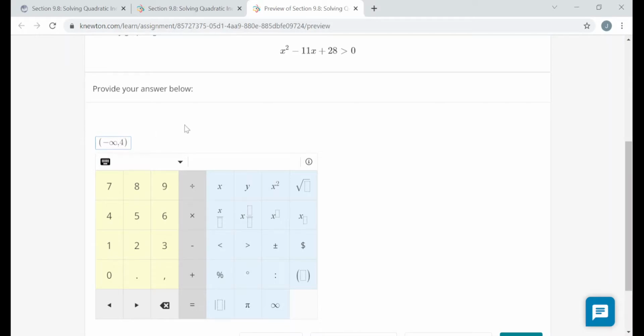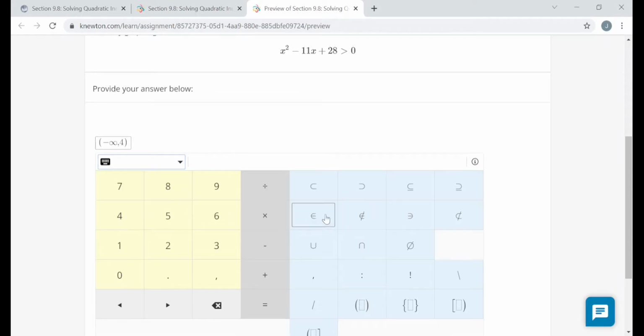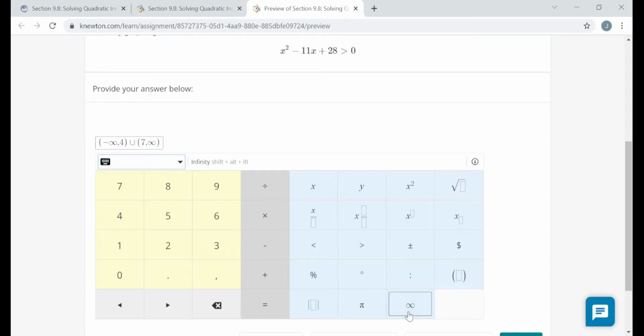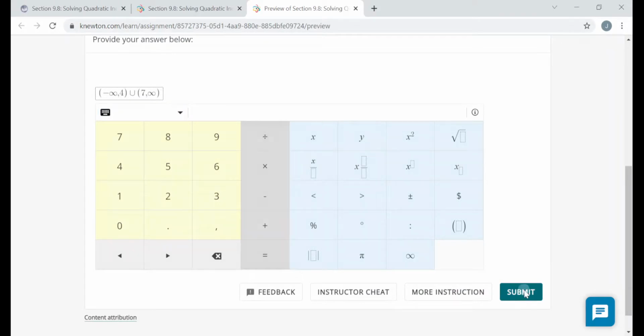And then a union symbol, which I need to go to the sets area for, it looks like, for the union symbol. And then parentheses again, 7 comma, and then positive infinity. So back to the basic keyboard. And there we go. The interval notation for the description of all the solutions, all the values of x you can plug in and make this inequality a true statement.